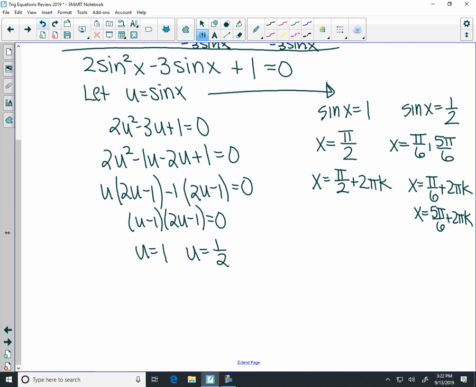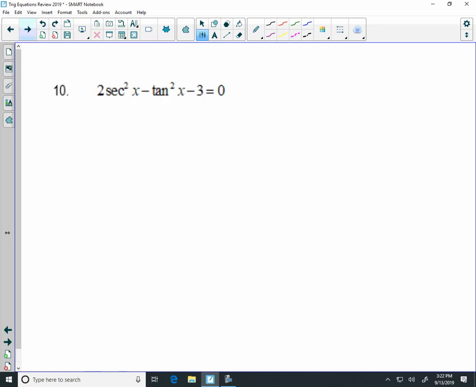All right, number 10. Our last problem with tons of algebra. Here we have secant squared and tangent squared. On this problem, we don't have a singlet, so we can pick what we want to work with. I picked to work with tangent squared. Again, you don't have to have this one memorized. You just have to know how to get there.